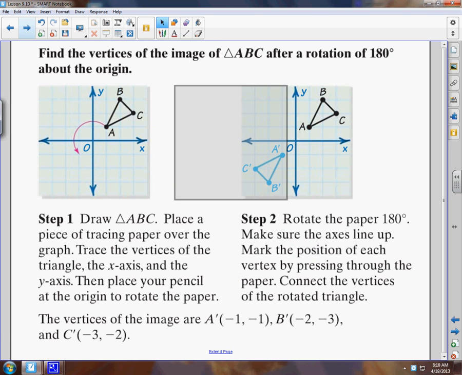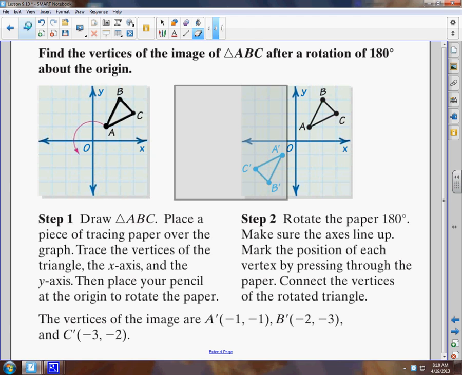Okay, so here's a sample problem. Find the vertices of the image of triangle ABC after a rotation of 180 degrees about the origin. So step 1, it says draw ABC on your paper. So try that. Draw this ABC. It's right here. ABC. Draw that on your paper.